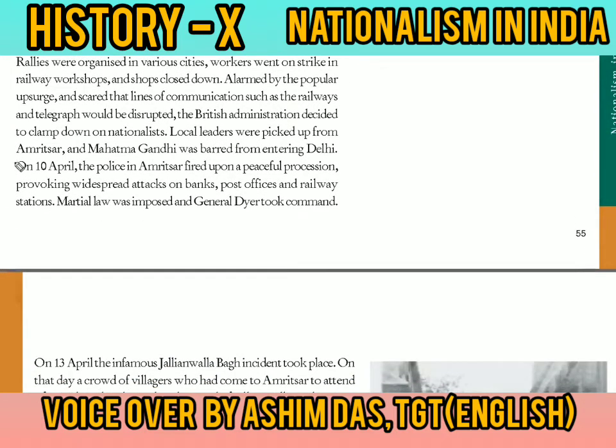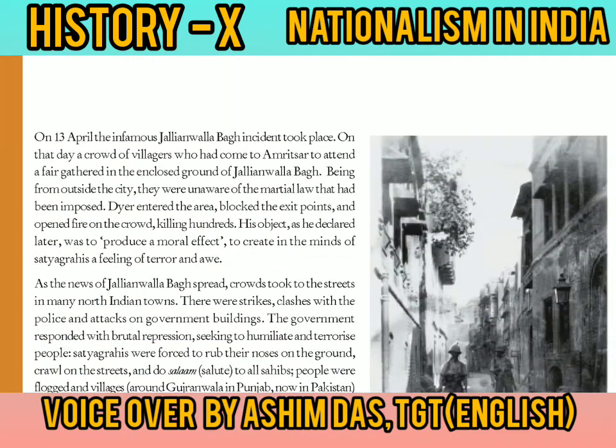And on 10th April, the police in Amritsar fired upon a peaceful procession, causing widespread attacks on the banks, post offices, railways, and everywhere. Very soon, martial law was imposed, and a very strict general was called to take command over the situation, and the name of that general was General Dyer. So, let's read about what General Dyer did to control.